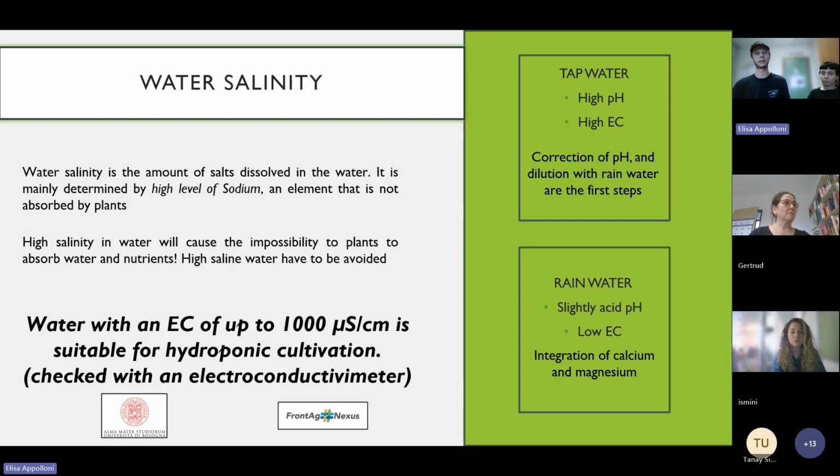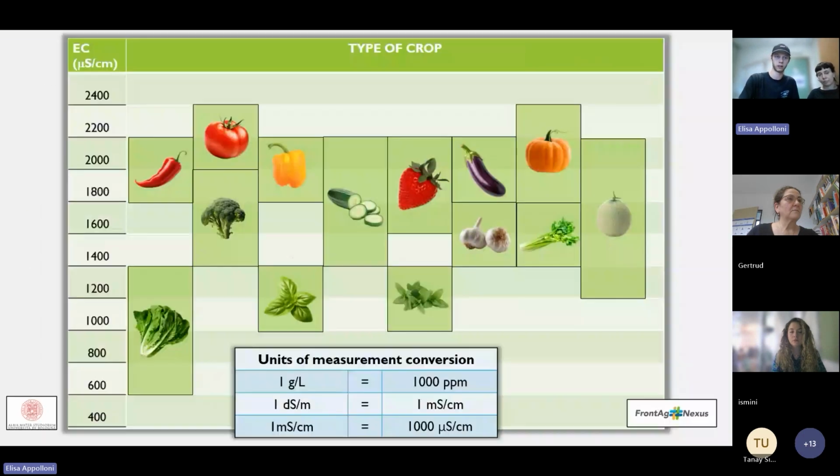Another important fact is that water with an electroconductivity lower than 1000 microsiemens per centimeter is suitable for hydroponic cultivation. If it is higher than 1000, it's not suitable. Also because we have seen before, the maximum electroconductivity is 2200. This is a very high electroconductivity that is used only for some crops like tomatoes.